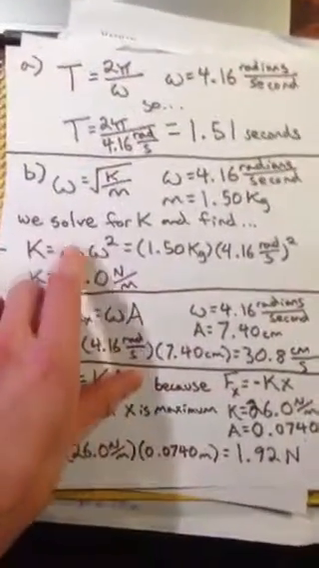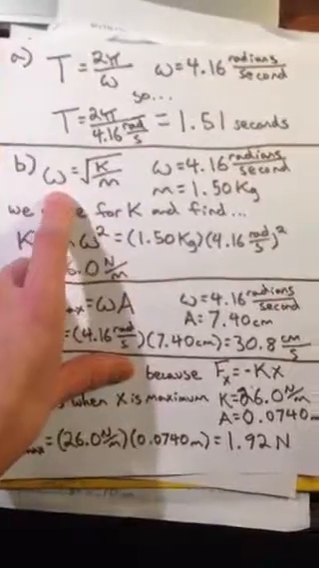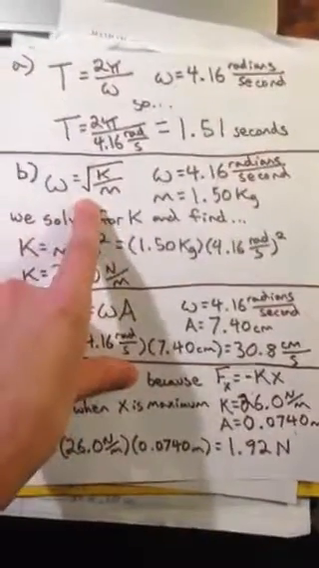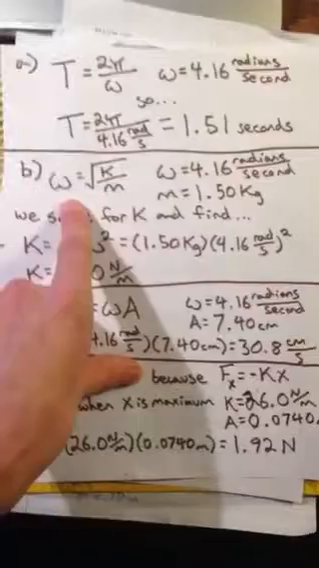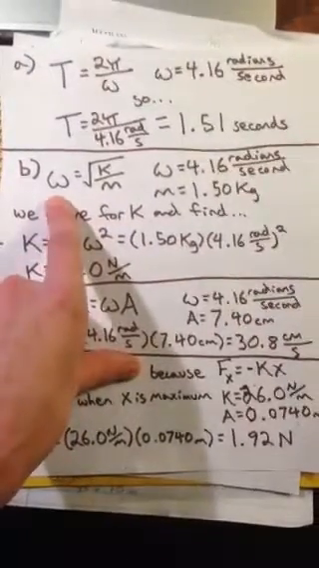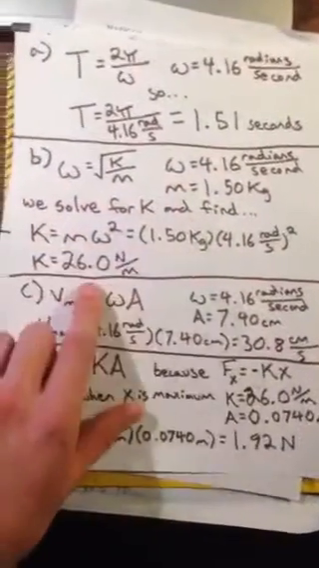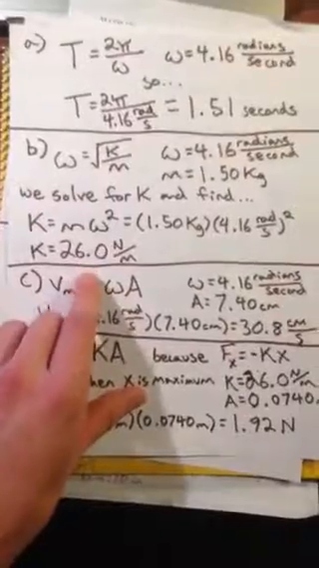Part B asks us to find the force constant, or the spring constant. So when we solve for k given by this equation of the angular speed, we know the mass and we know the angular speed. When we solve for k with those variables, we find it to be 26 Newton meters.